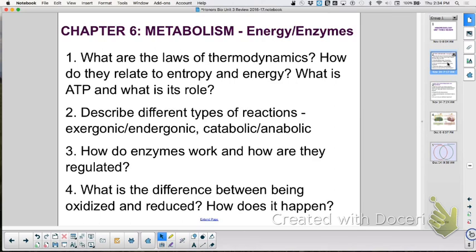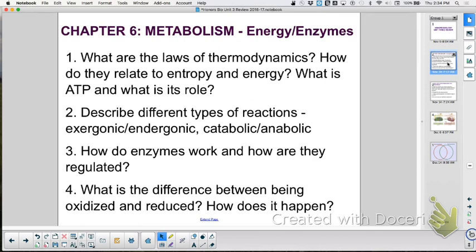How do they relate to entropy and energy? Well, let's think about what entropy is. Everything is going to greater and greater what? Disorder. And you and I and all living things have to apply energy to avoid entropy, right? Things will break down, so that's why we need energy in order to avoid that.